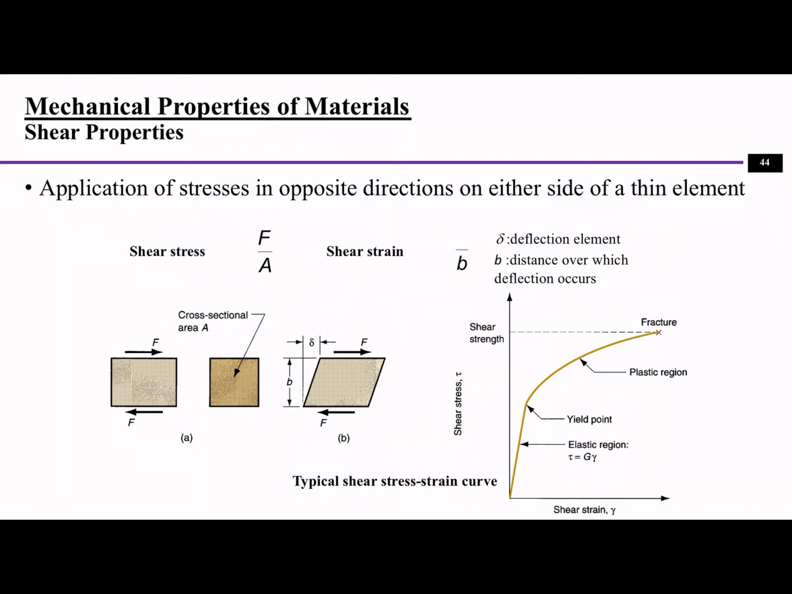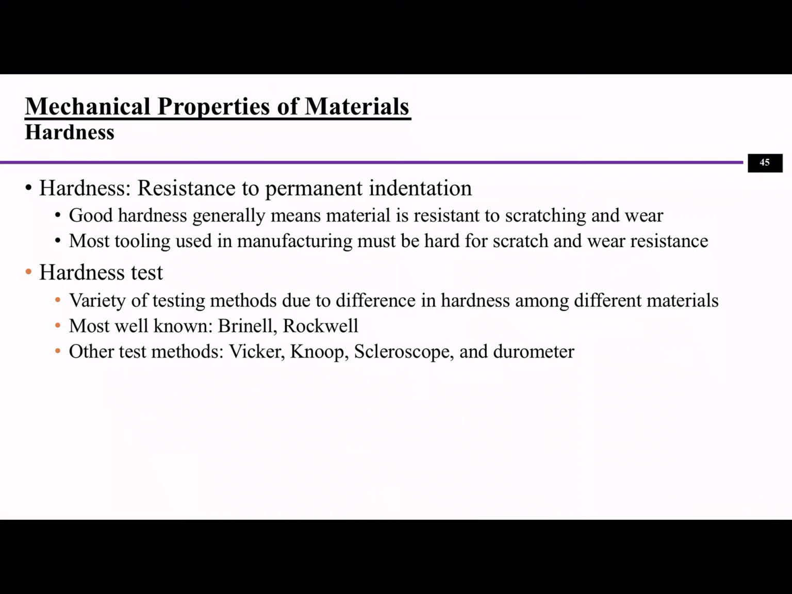And another type of stress is the shear stress, and we are testing it. You can see it's also applying forces in two different directions, like this, and you can see what the curve looks like when we are doing the shear stress test. This is the plastic region, and this is the elastic region. This is the yield point, and there's also fracture here.